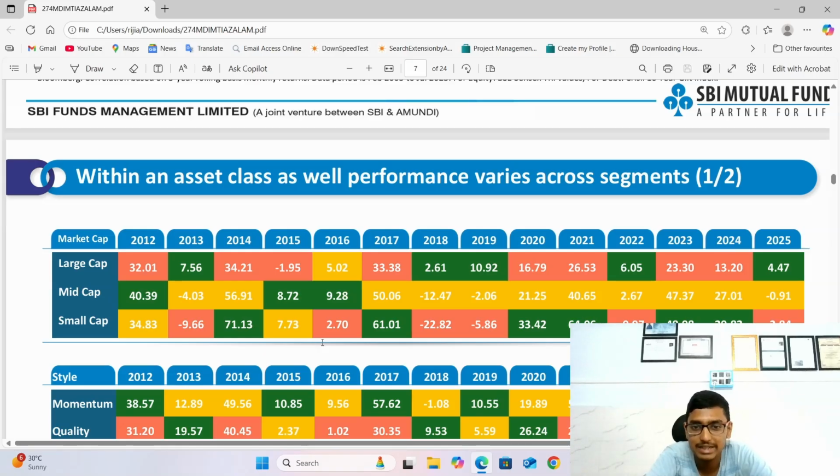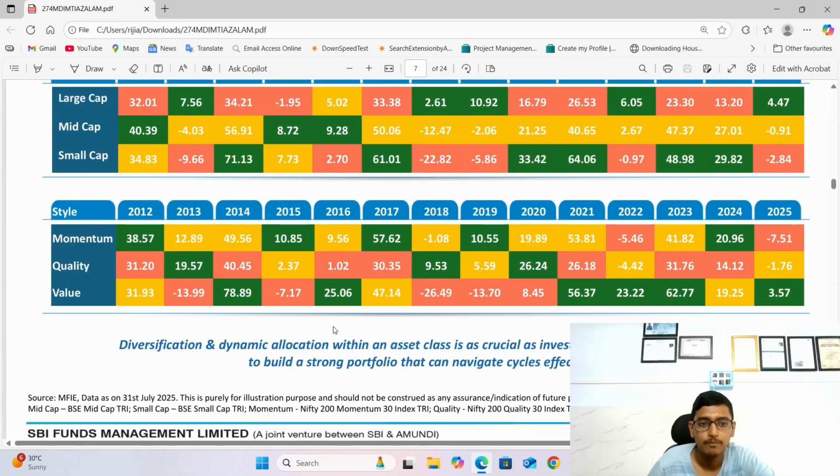In 2018 and 2019, large caps performed well because all the other market capitalizations gave you negative returns. In 2020 and 2021, small cap gave you the best returns. 2022, again the large caps. 2023 and 2024, small caps were the king, and in 2025, till now, the large caps are giving you good returns, or I could say positive returns, because mid caps and small caps are in negative.